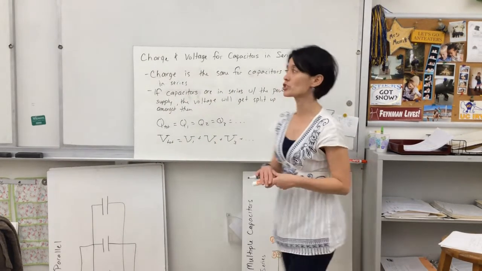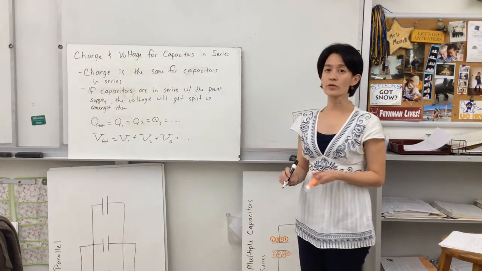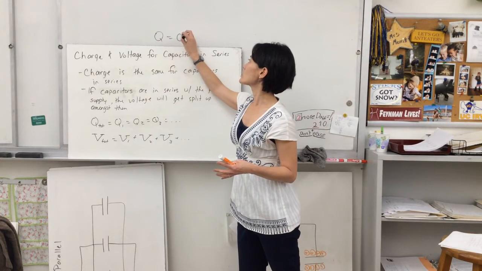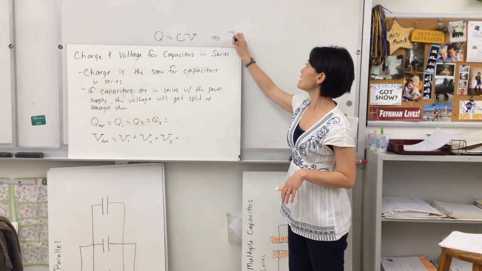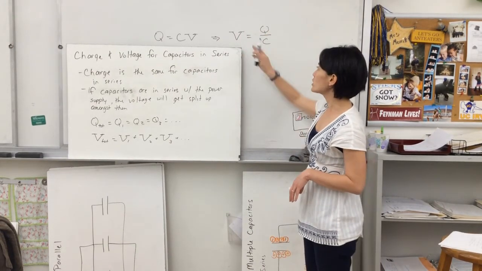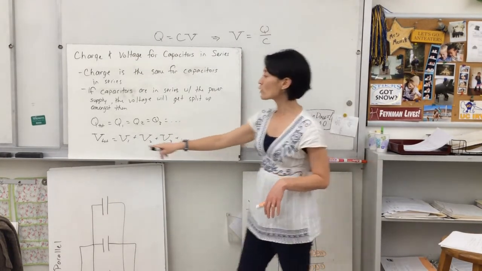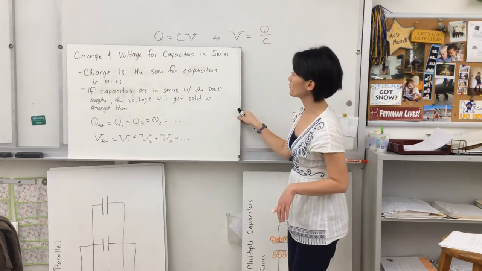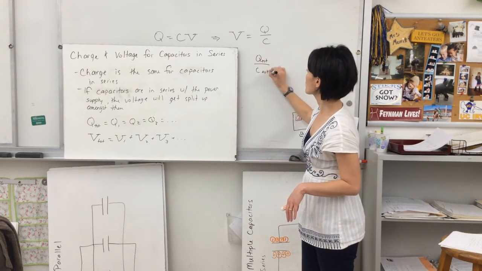Let's look at how that relationship is affected in terms of the total capacitance. We know that the relationship for capacitors and voltage is that Q is equal to CV. If I rearrange that to say that V is equal to Q over C, then I can use this relationship in my voltage equation down here. Instead of writing V total, I am going to write Q total over C total.